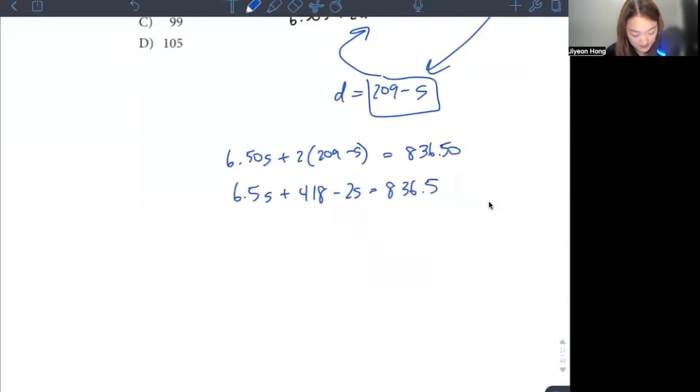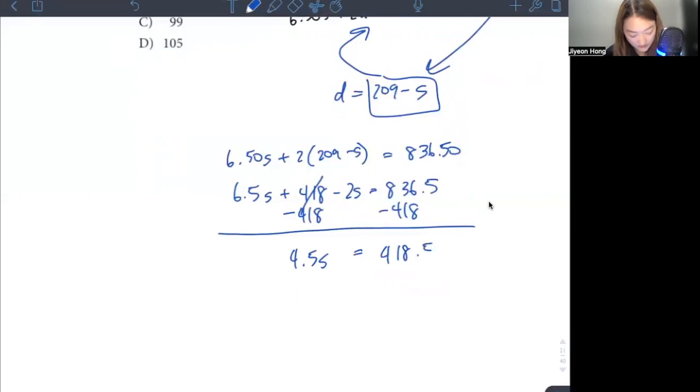When we further solve this, 6.5S plus 418 minus 2S is equal to 836.5. Subtract 418 on both sides and simplify the left-hand side. So we have 4.5S is equal to 418.5, and divide this further for our final answer in order to solve for S, which is 93.